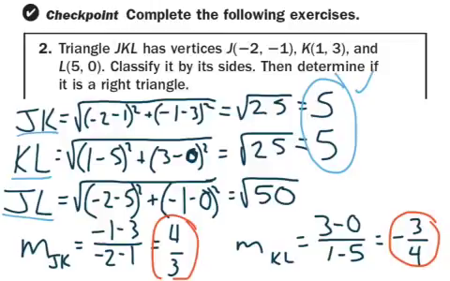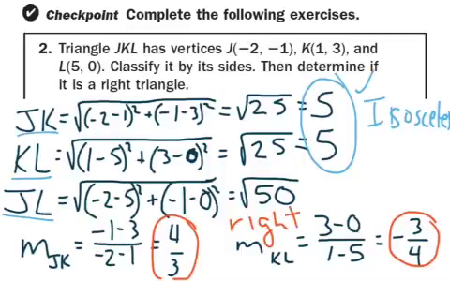Again, we know that it is isosceles, I kind of ran out of room there. It is isosceles because the two side lengths are congruent, and we know that it is a right triangle because we have two sides that are perpendicular to each other.